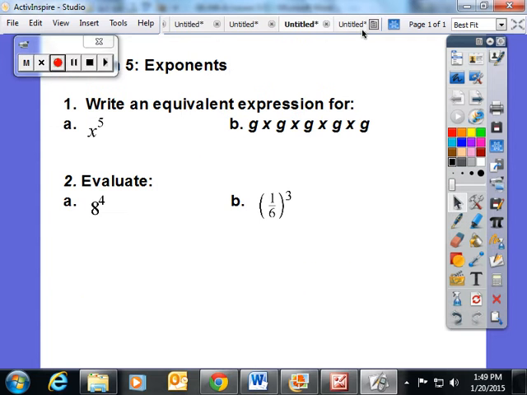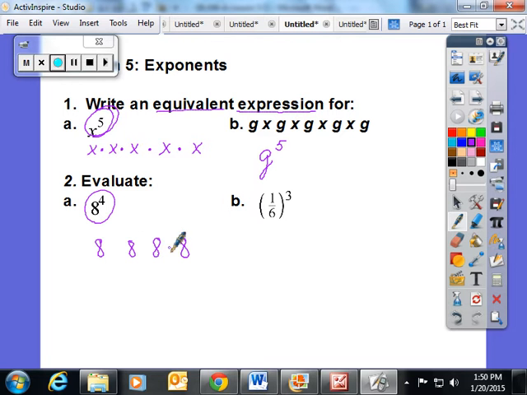Then we went on to lesson 5. And we talked about equivalent expressions, again, major theme in 6th grade. And we talked about exponents. That is repeated multiplication. The exponent tells you how many of the base you have. And you must know that exponents are repeated multiplication. Okay, and this next one is g to the power of 5, because there are 5 g's that are getting repeated in multiplication. And then we talked about evaluating exponents.